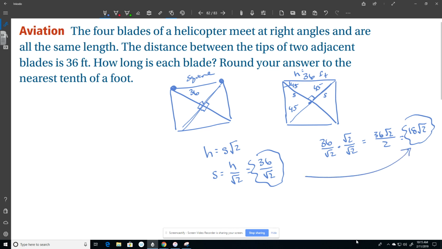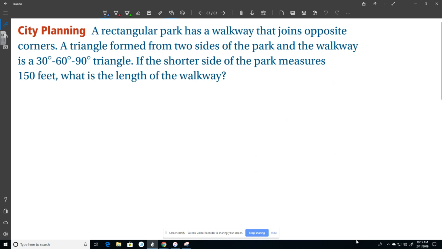So you have two possible answers. Either way, you're going to get the same. It's the same answer. It's just written two different ways. Okay. All right. Try one more.